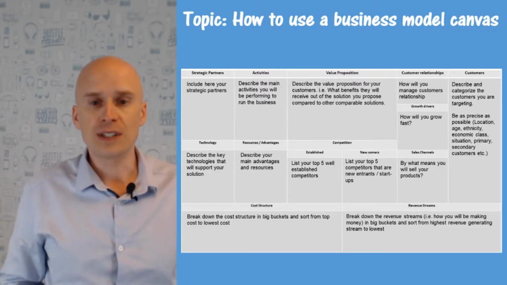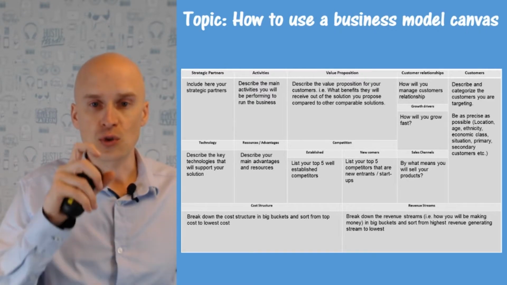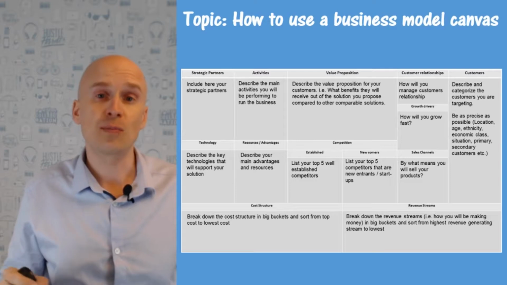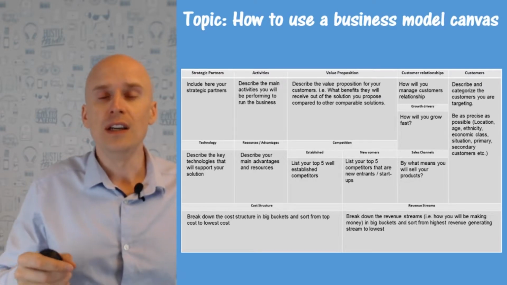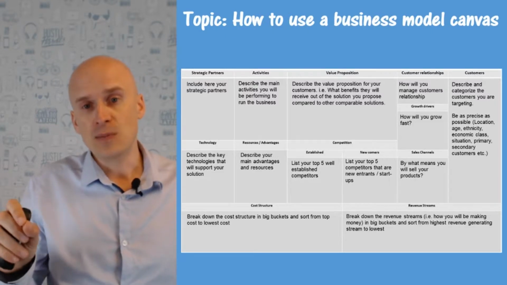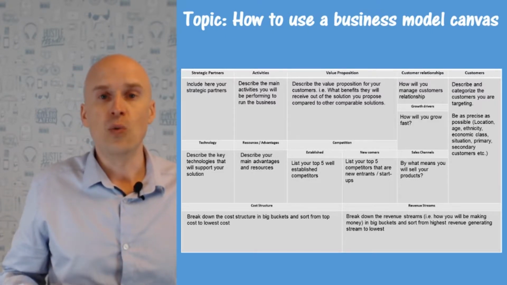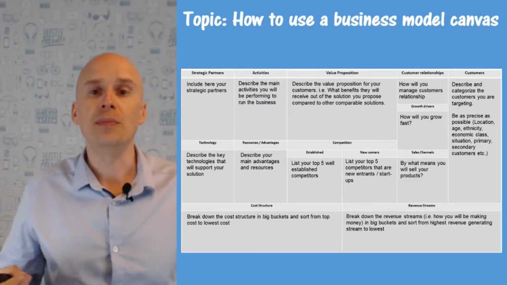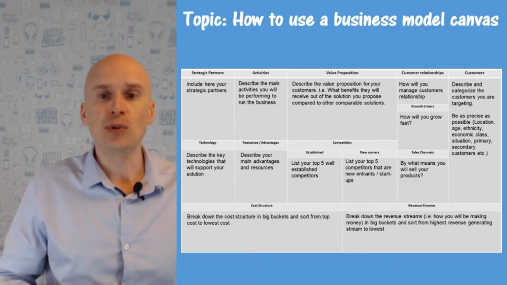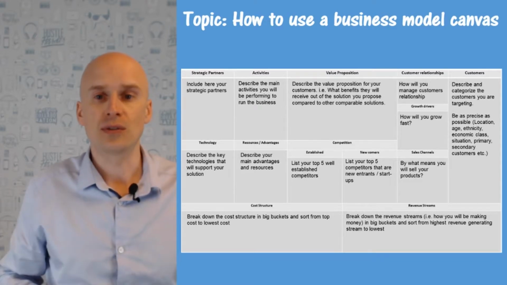The first one is strategic partners. In this box you list who you think your strategic partners are going to be. Who do you need to be successful in your venture? Then the next box next to it is activities. What are your company's activities going to be? As an example, if you're a software development company, in there you would put software development, right?